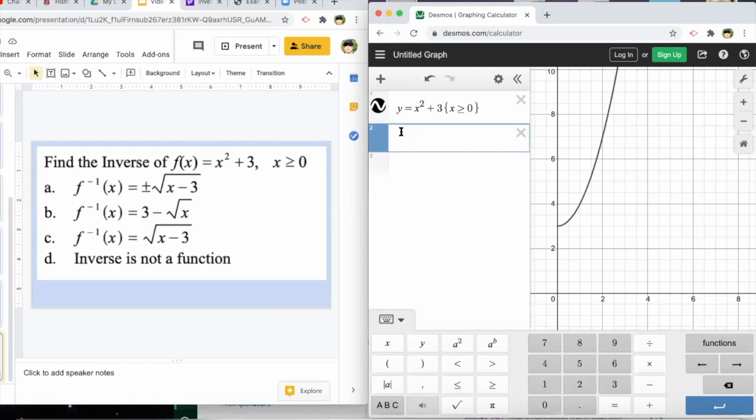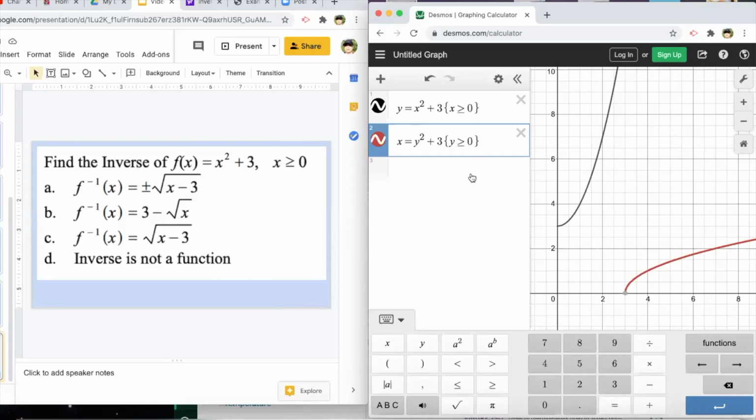So instead of writing y, this is going to be x equals, and instead of writing x, this is going to be y, then raised to the power of 2. Then we have plus 3, and then the brace. So instead of writing x, we will change that to y is greater than or equal to 0. So this is now our inverse. The red line is our inverse of the black line.